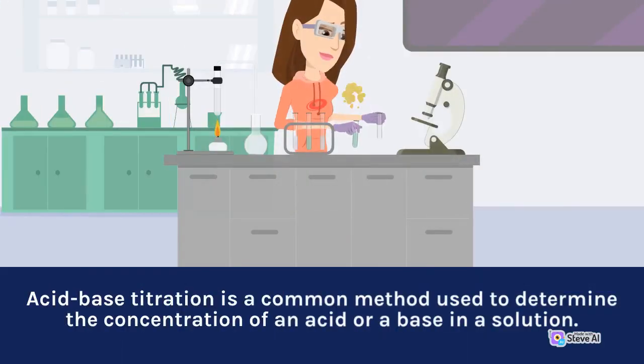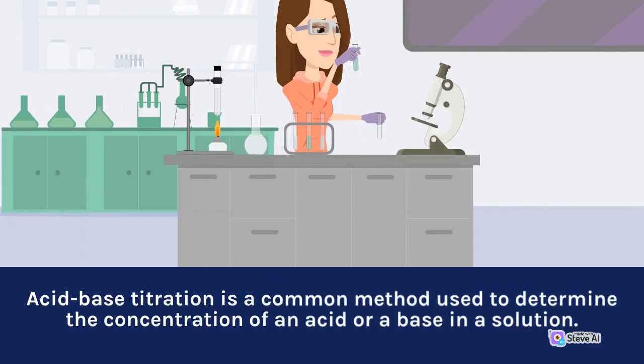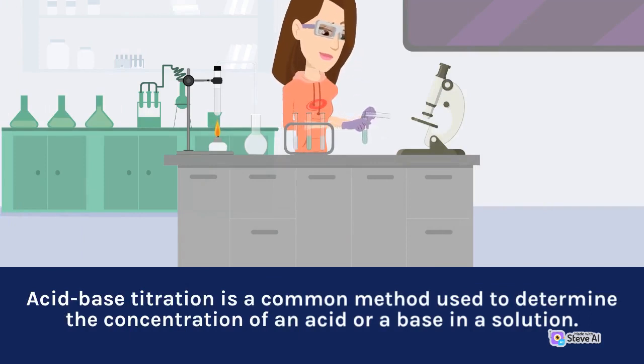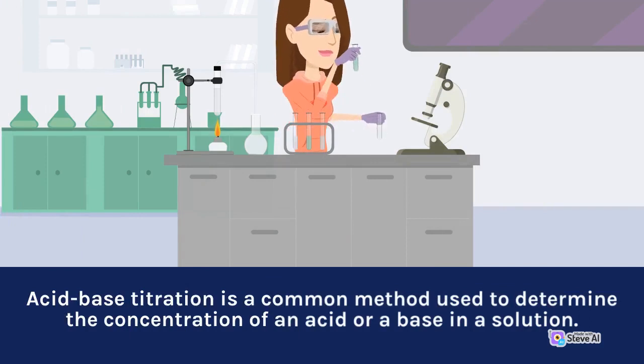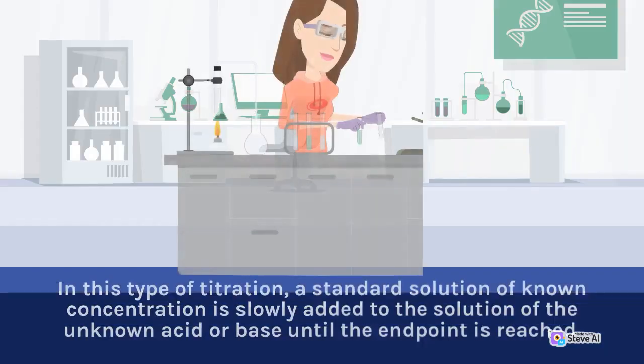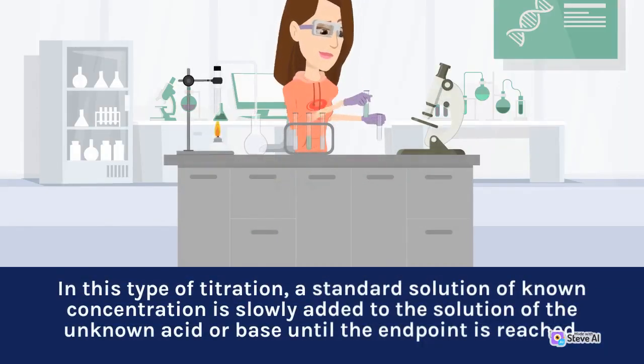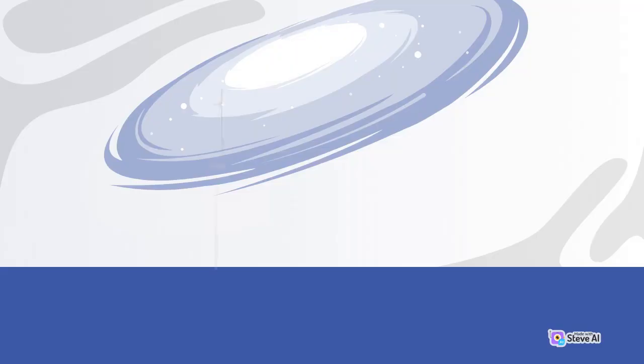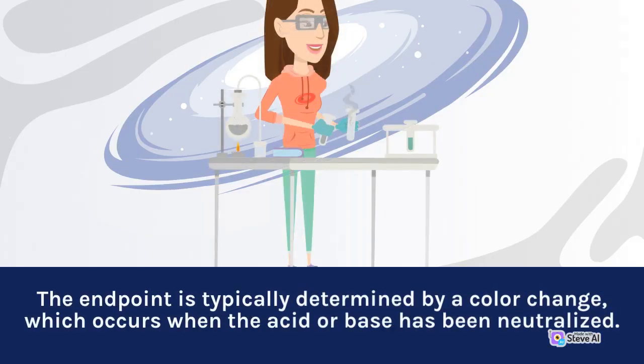Acid-base titration is a common method used to determine the concentration of an acid or a base in a solution. In this type of titration, a standard solution of known concentration is slowly added to the solution of the unknown acid or base until the endpoint is reached. The endpoint is typically determined by a color change, which occurs when the acid or base has been neutralized.